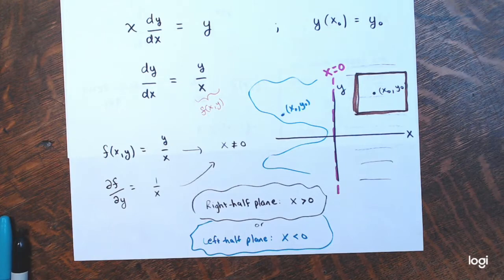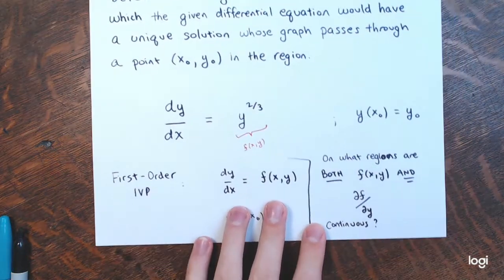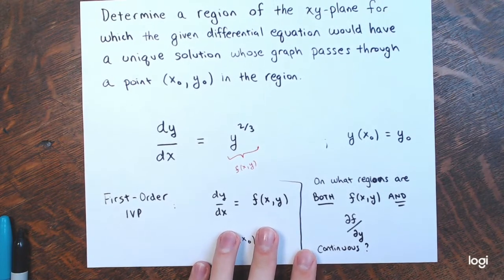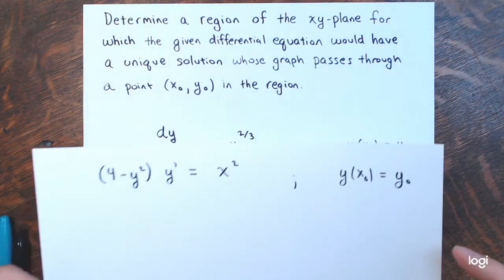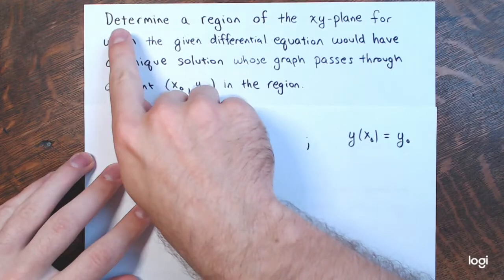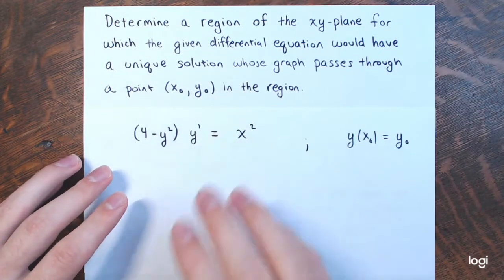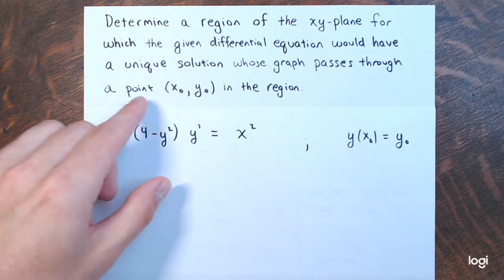All right, and then I have one last example that might be a little trickier, because so far the partial derivatives have been pretty simple. I'm not trying to go too crazy. The last example, though, is a little more involved. But the same questions, same instructions. Determine a region of the xy plane for which the given differential equation would have a unique solution whose graph passes through a point in that region.